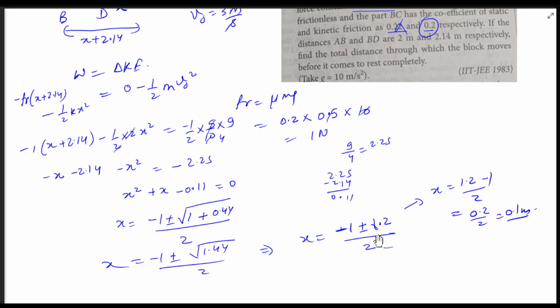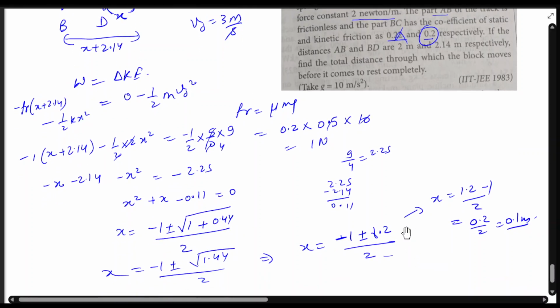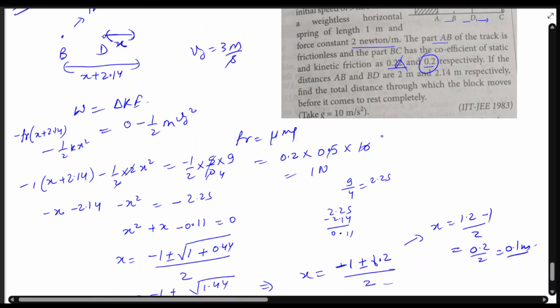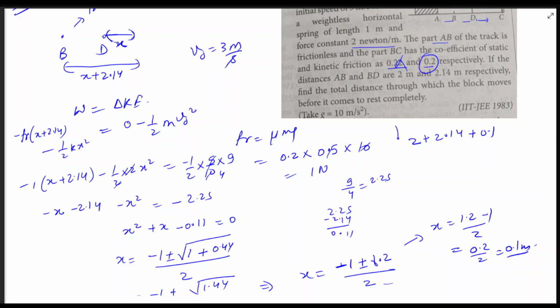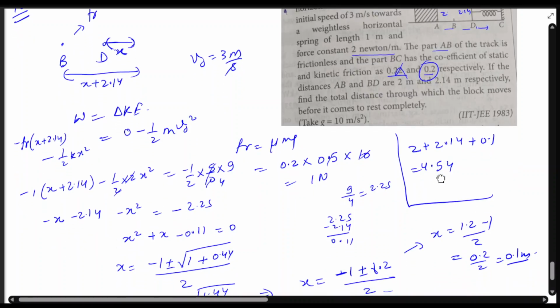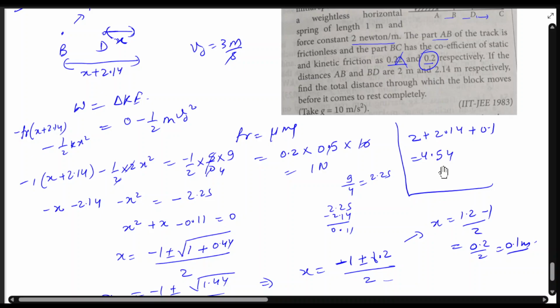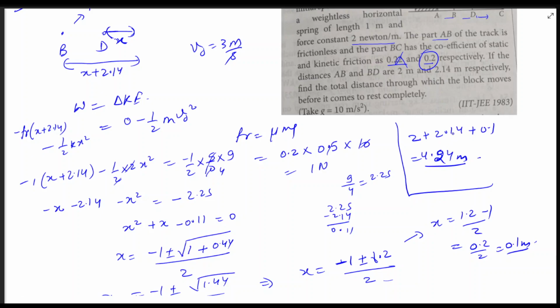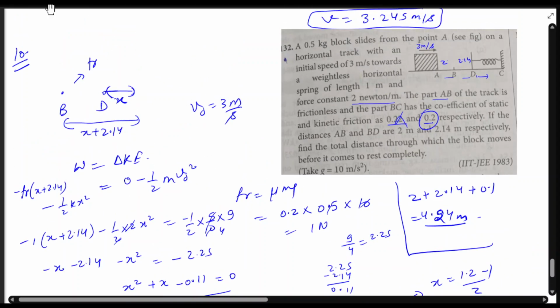Okay, right? So the total distance we have to find. So total distance will be 2 plus 2.14 plus 0.1. So answer will be 4.24 meters, sorry, 4.24. Right? So quite an easy question again. The similar question we have just studied, right? So it's easy again.